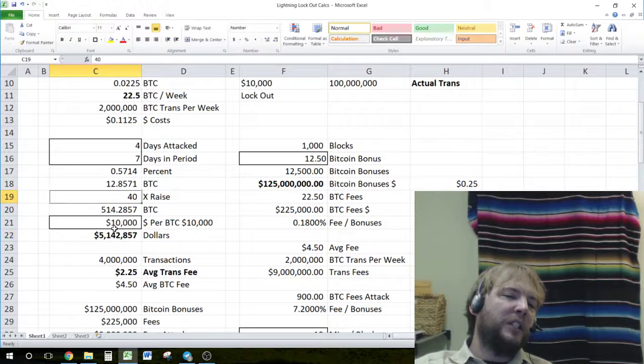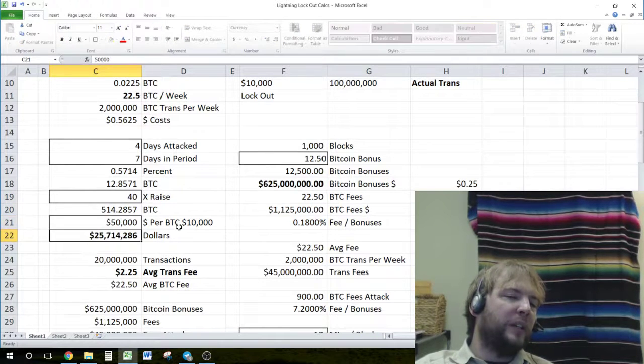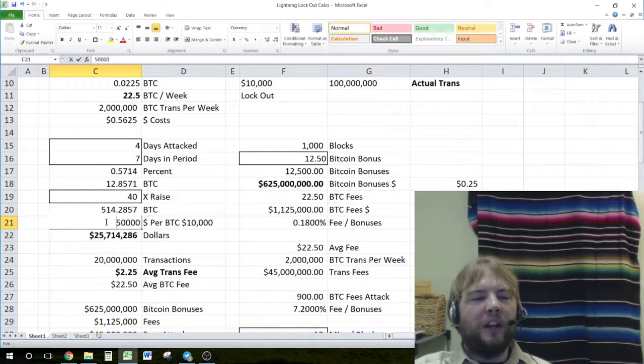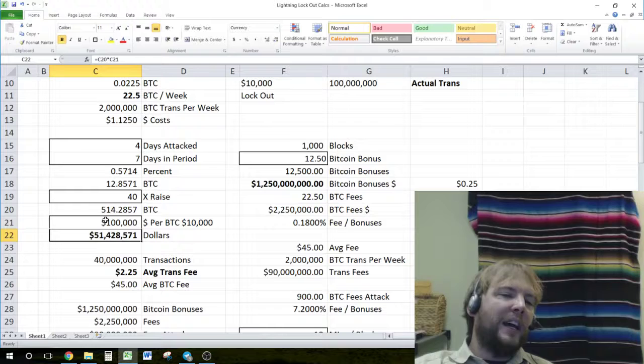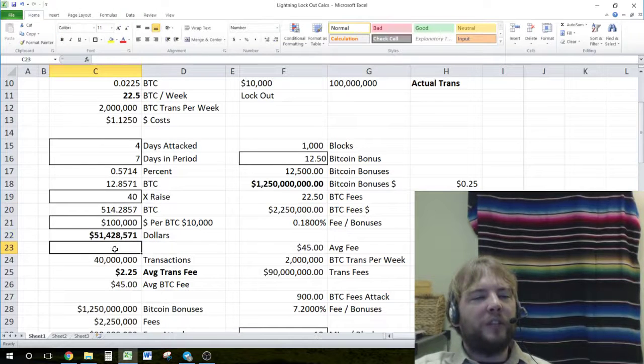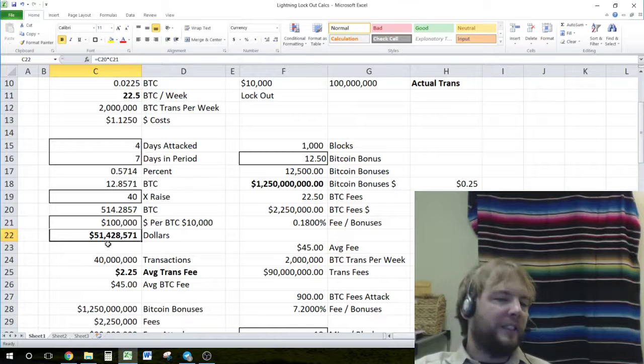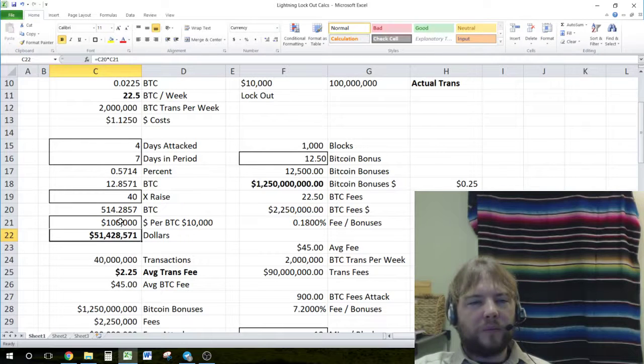And as mentioned, to create a 40x disruption, it now costs $5 million, whereas if the value of Bitcoin was $50,000 or so, or 100,000, then creating a 40x disruption would cost, instead of 5 million, $50 million. So that's something that you want to think about there.